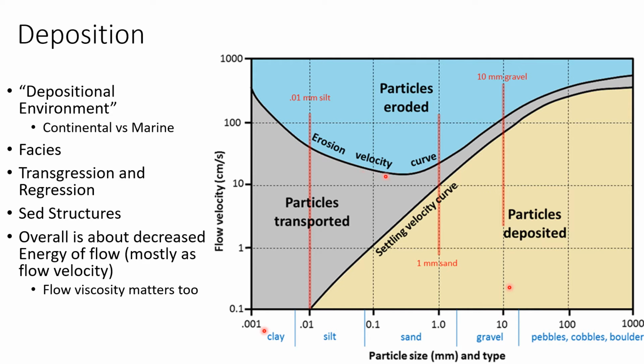And then actually the easiest thing to get moving in the first place might be the sand, even though it drops back out fairly easy. And this is why you get a lot of sandbars and stuff like that. The silt is a little harder to get going because of the stickiness, but once you do, it'll move further downstream. And of course, the gravels are hard to move in the first place.